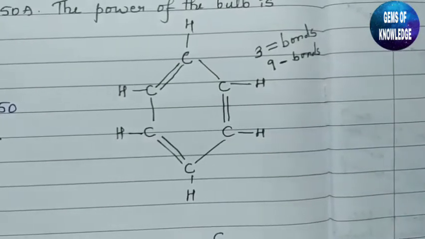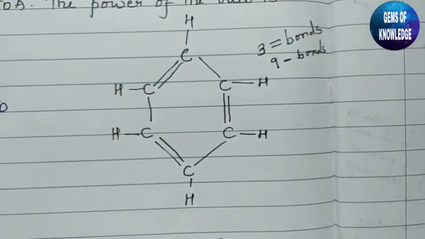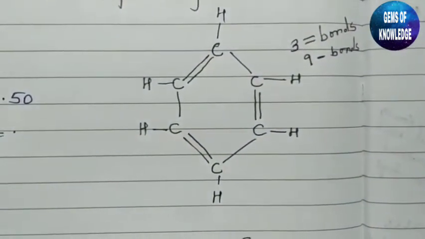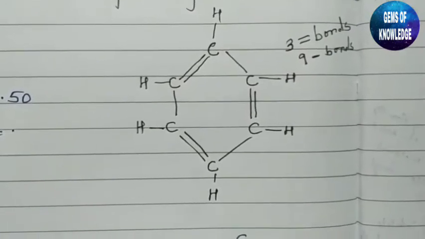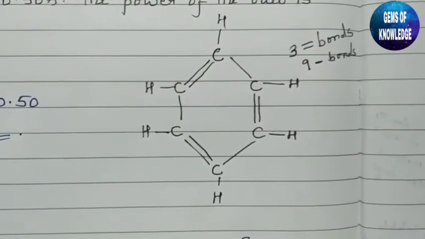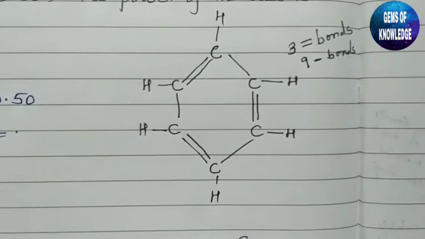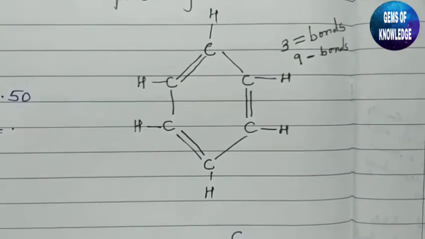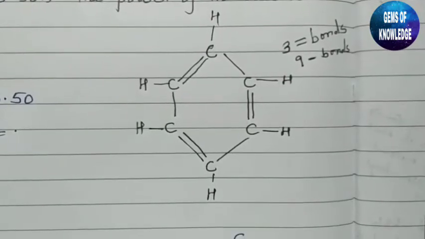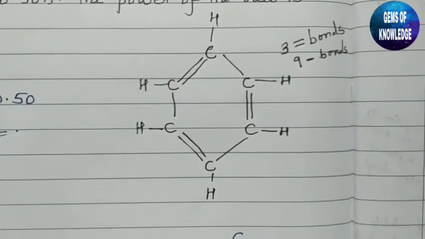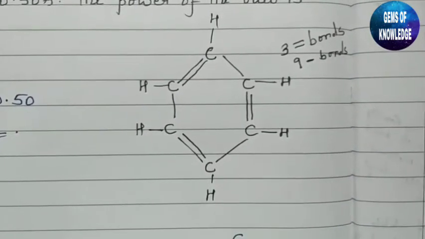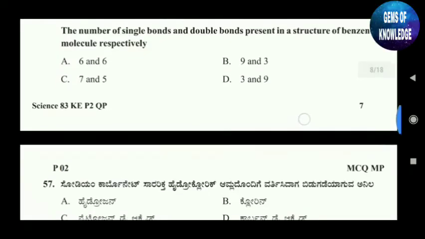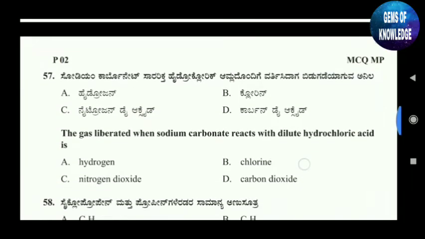So according to this we can say the answer is B1, that is 9 and 3, because in the question they have first asked us about the single bonds, then double bonds, respectively, so we have to write 9 and 3. So B1 will be the correct answer. Moving to the next question here.